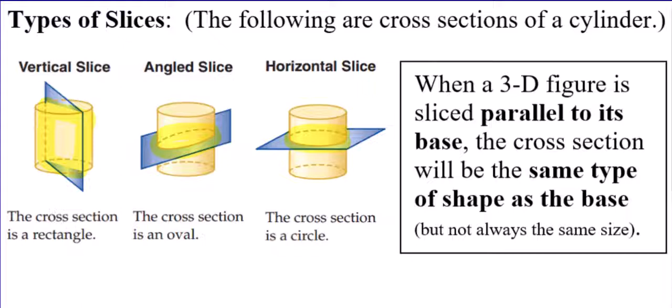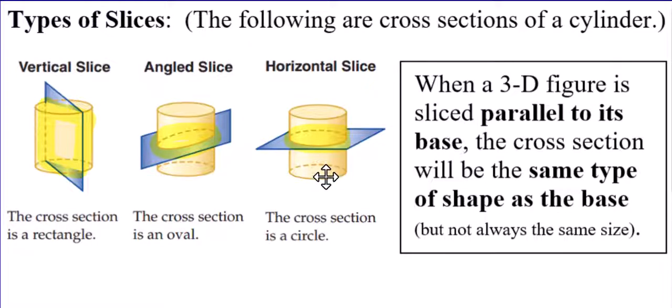So that gives you a little bit more perspective here on how we are actually getting these names of these cross sections. Now, ladies and gentlemen, this box that I have here near the top right, you should put some stars around this. This box here is huge. This is very important. When a three-dimensional figure is sliced parallel to its base, the cross section will be the same type of shape as the base, but not always the same size, depending on what the 3D figure is.